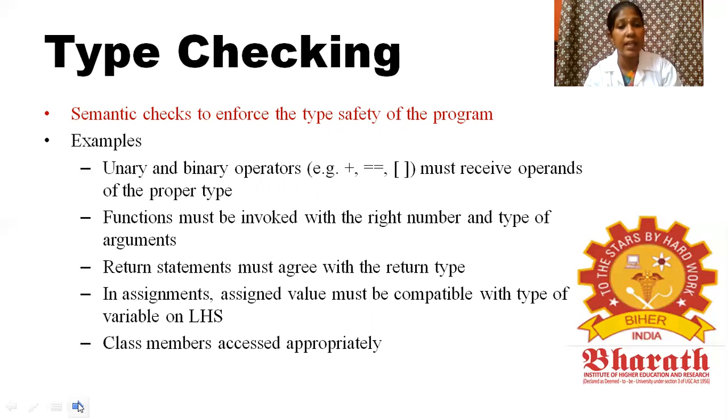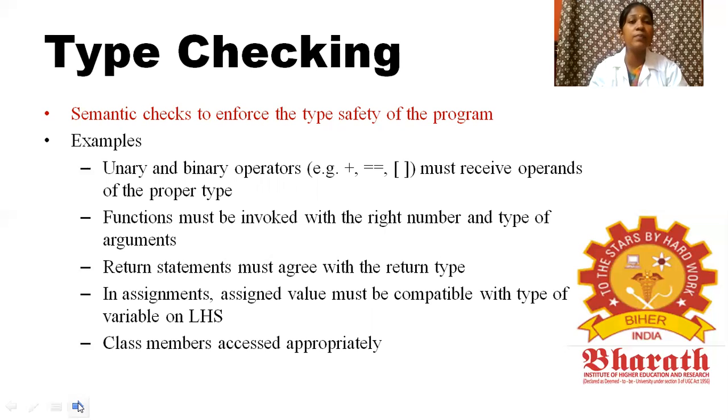Next, in assignments, the assigned value must be compatible with the type of the variable on the LHS. The RHS value is assigned to the LHS. For example, A equal to 1, B equal to 2. So the value of A should be 1, and the value of B in the program should be 2. These are known as assignment statements.